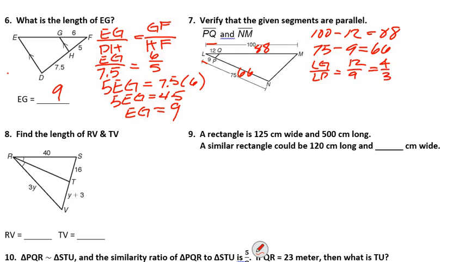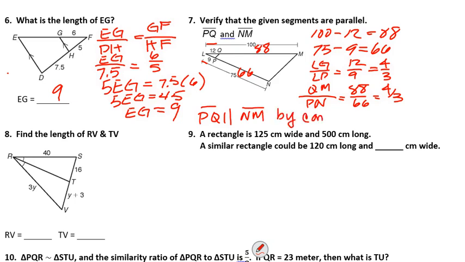And then we're going to do QM over PN. That's going to be 88 over 66, which also reduces to be 4/3. So when we do this one, we are going to say that PQ is parallel to NM by the converse of the triangle proportionality theorem.